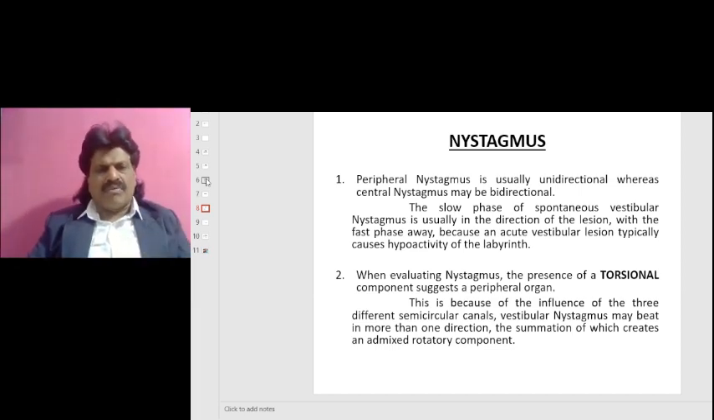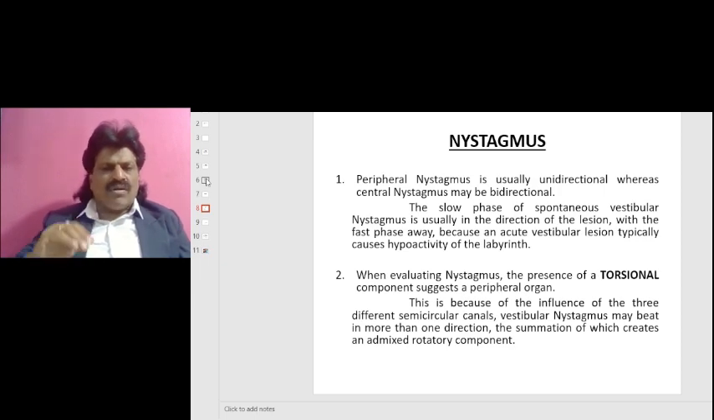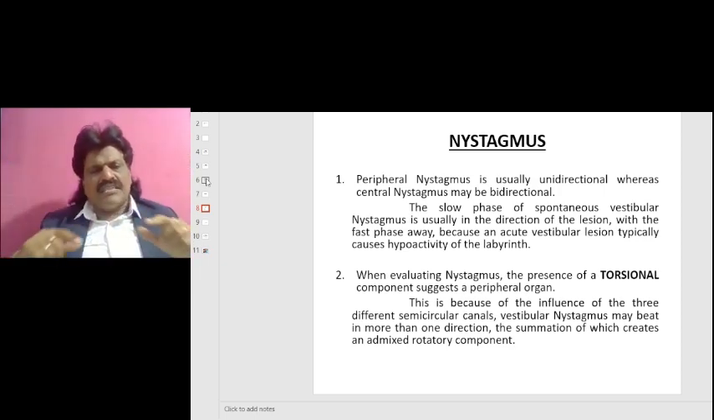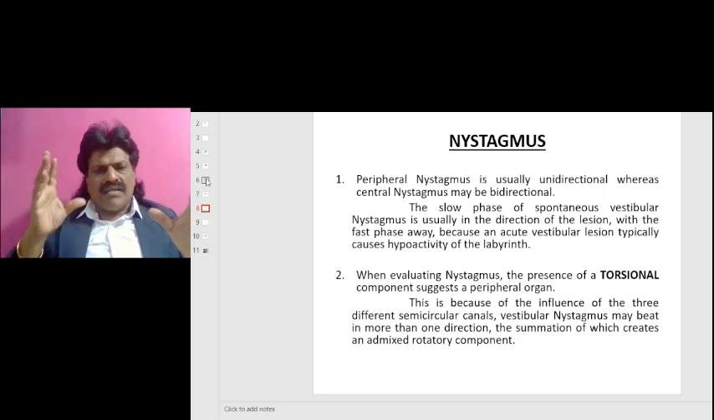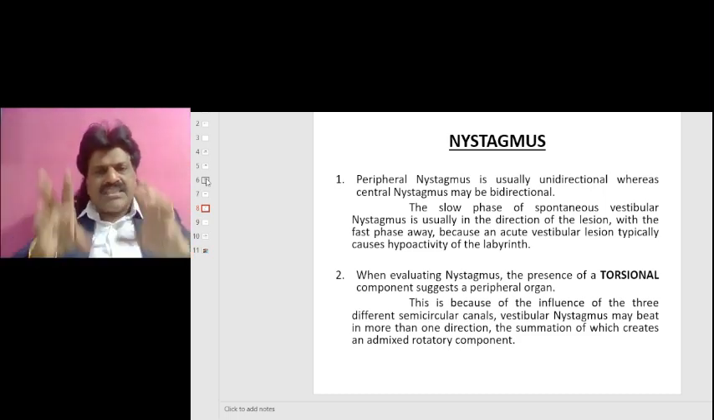Another important point is that when evaluating nystagmus, the presence of a torsional component suggests a peripheral origin. Why? This is because of the influence of the three different semicircular canals. Vestibular nystagmus may beat in more than one direction, the summation of which creates an admixed rotatory component.